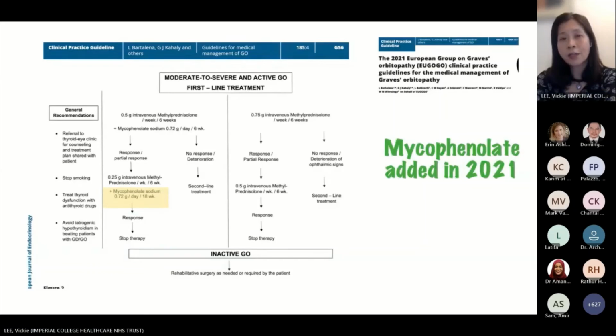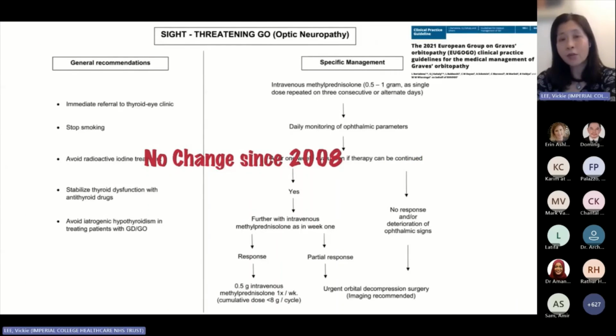to try to restore our patients to a more normal appearance. So the EUGOGO guidelines have changed little in the last 3 iterations. Mycophenolate was added in 2021, and the sight-threatening protocol, the previous one referred to the moderate to severe disease, is not changed since the guidelines in 2008.